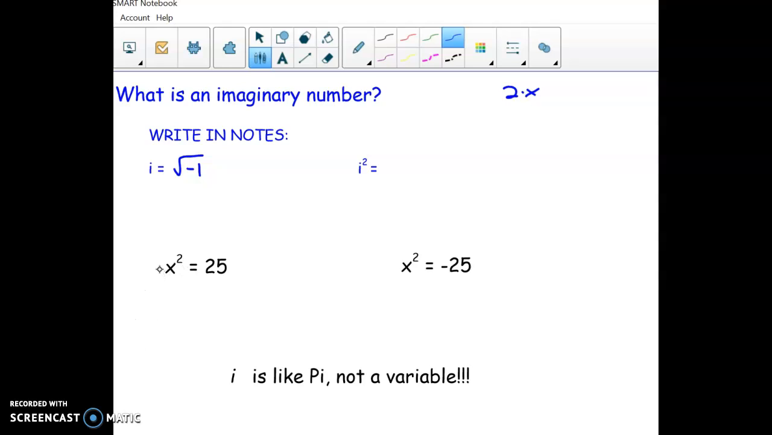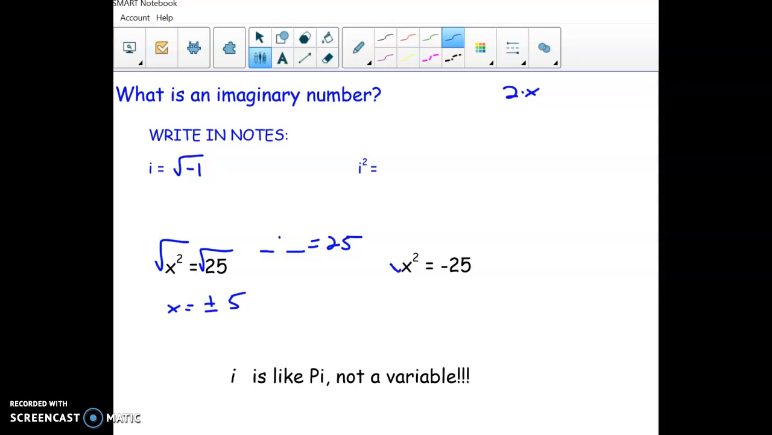And where this comes from is, if I was solving this quadratic on the left, I could square root both sides and I get plus or minus 5. The square root of 25 is both positive and -5, because if we think about number times number that gives me 25, that can be either 5 or -5.